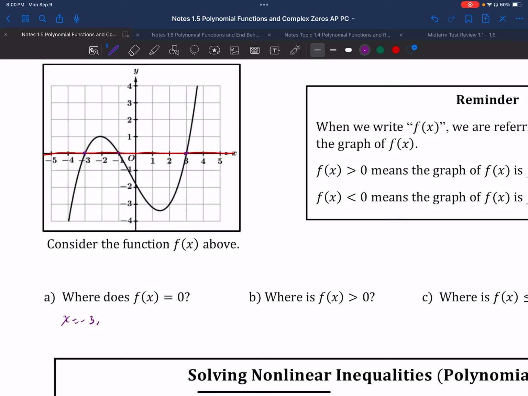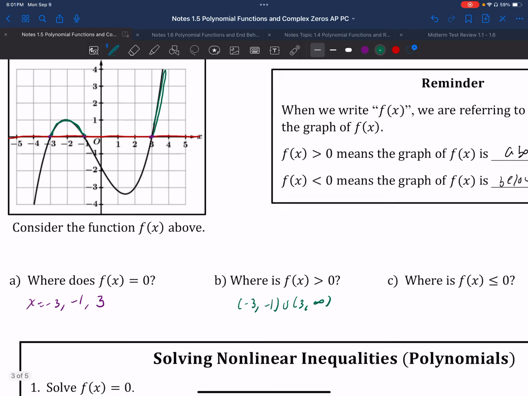First one is going to be at x equals -3. The next one is going to be at x equals -1. And then the last one at x equals 3. For B, they want to know where I'm above the x-axis, or greater than 0. So I'm going to highlight this in green. Hopefully you can see that. Again, endpoints should not be included because it's just greater than. And then I'm going to write my intervals. So starting at x equals -3 to x equals -1, your y values are greater than 0, or positive. And then from 3 all the way to infinity, they're also positive.